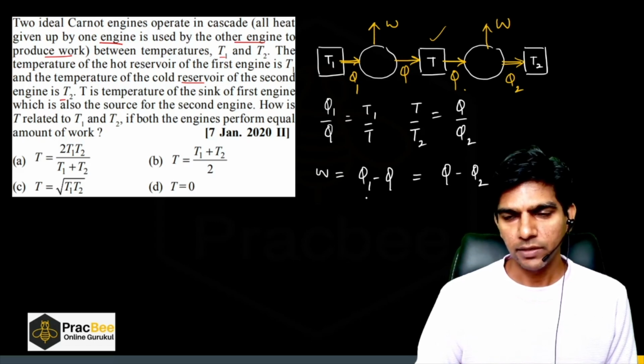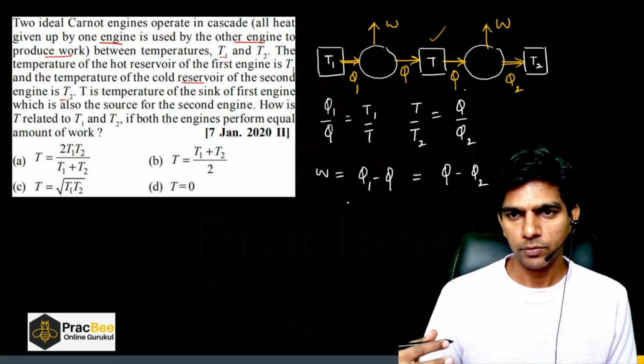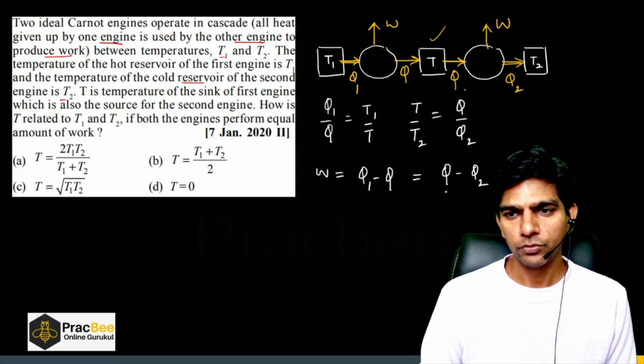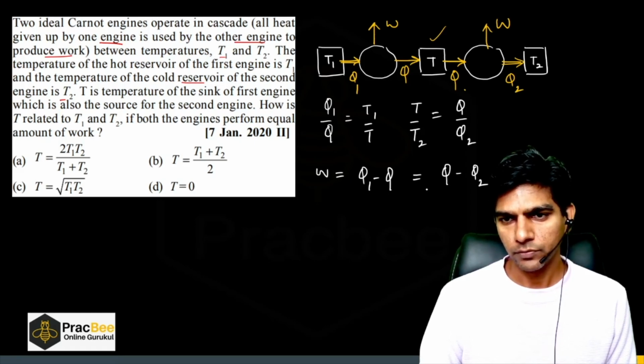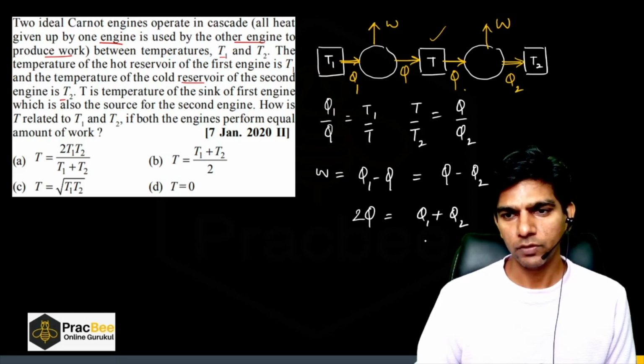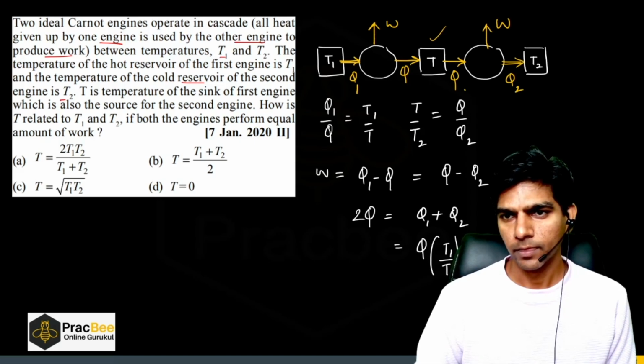So basically, we want to find the relation between T1, T2, and T. So we'll try to eliminate Q1, Q2, and Q, right? From this equation, we can say 2Q is equal to Q1 plus Q2. Now I can write Q1 in terms of Q. So Q1 will be capital Q times T1 by T, and Q2 can be written as T2 by T times Q.